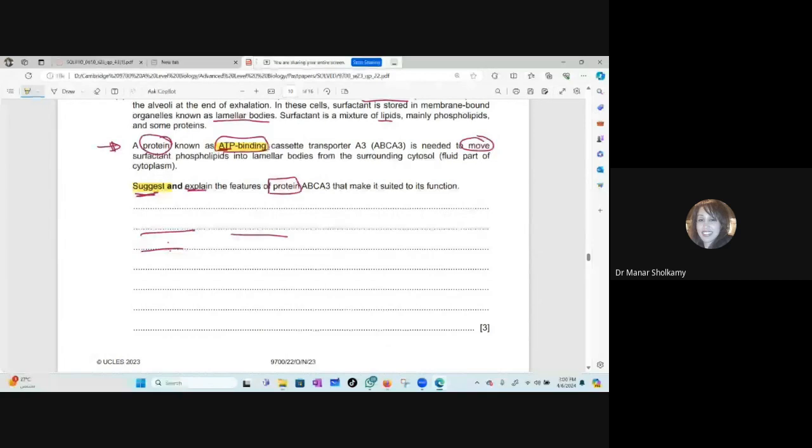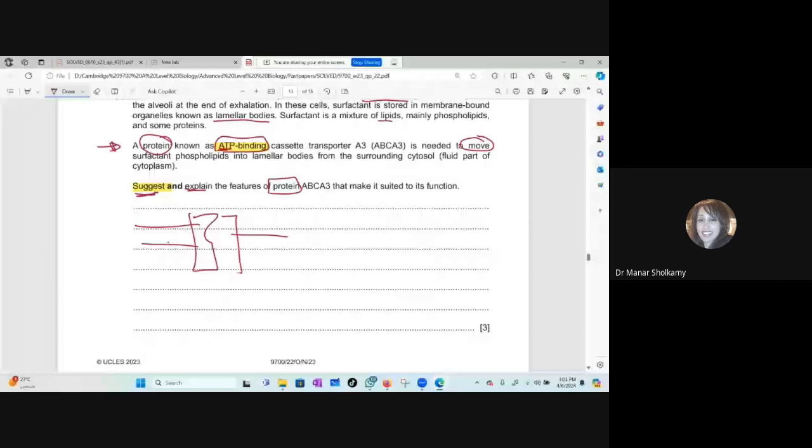So is this a channel protein or a carrier protein? It's a carrier protein. Correct. If you write channel protein, you will get half the grade, or you will get a grade. It's not totally wrong. But this is a protein found in the cell membrane, and they said that it is known as ATP binding cassette, so it is associated with ATP. So it is a carrier protein.